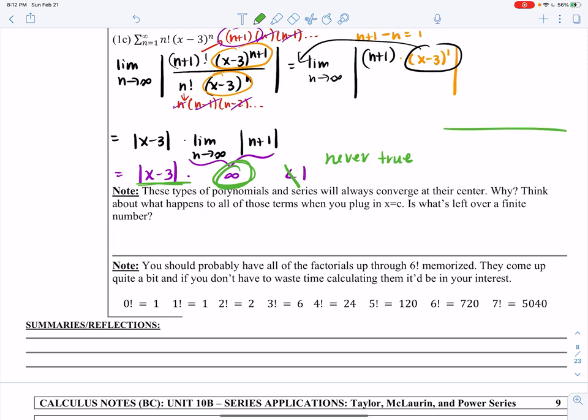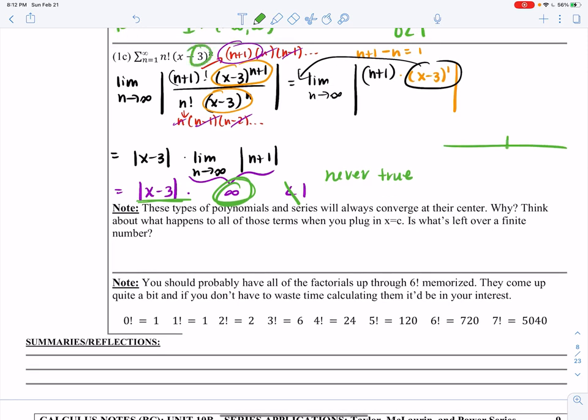That means if this thing is centered at 3, which I can see, it's going to converge at 3, but nowhere else. Well, why will it converge at 3? Because I built the polynomial at 3. So it's going to converge at the center of 3 only. Okay? That means that my interval of convergence is just the value 3. My radius of convergence is just 0.